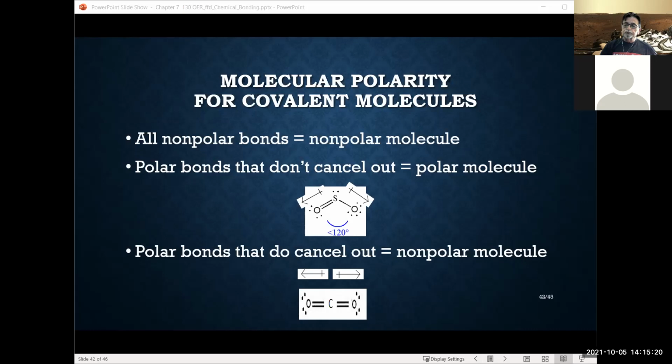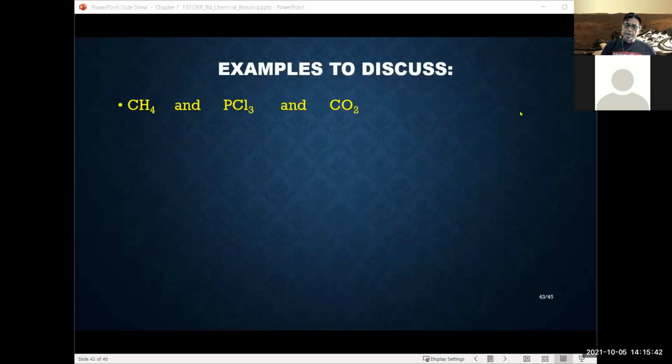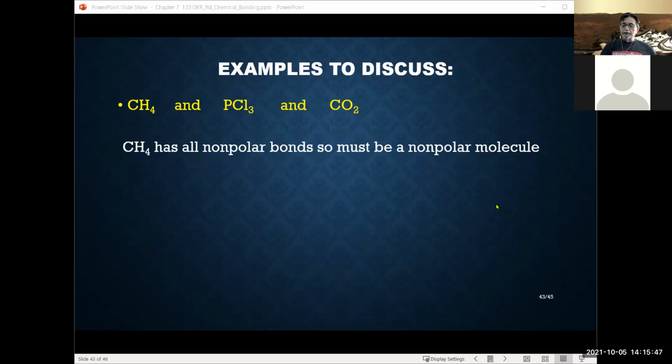We've got to remember how we did this, because when we get to that chapter, that's how we're going to be able to understand it, due to the polarity of the bond, which is related to the polarity of the molecule, which is related to the physical properties of the molecule. For methane, I just talked about that. They're all nonpolar bonds, so it's got to be a nonpolar molecule.